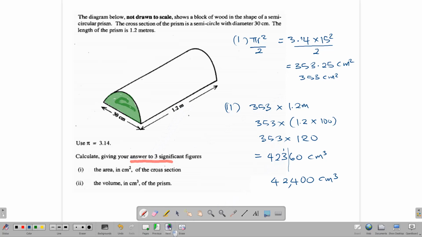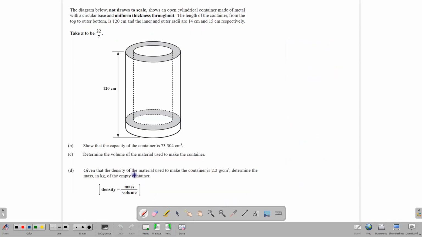Let's go on to our other question. This is a very interesting one where we have a diagram which shows an open cylindrical container. Notice it says container, which means that it can hold stuff, made of metal with a base and uniform thickness throughout. That's important. It says the thickness is throughout.